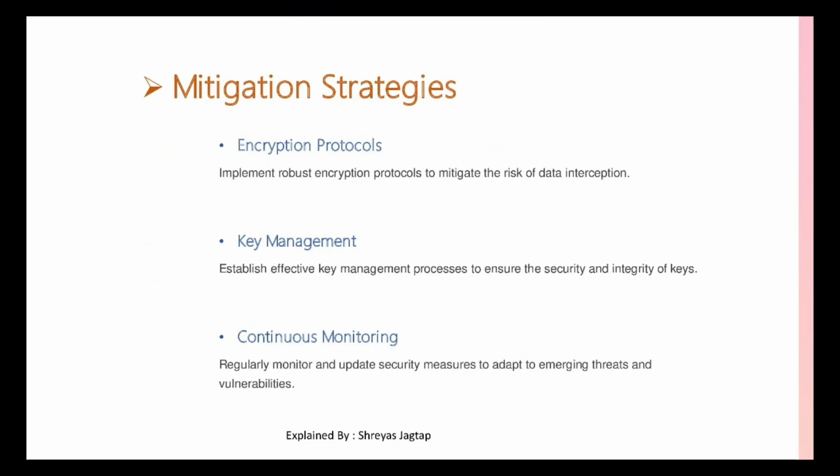Mitigation strategies. The first point is encryption protocols. Data encryption is a method of protecting data by encoding it in such a way that it can only be decrypted by an individual who holds the correct encryption key. When a person or entity accesses encrypted data without permission, it appears scrambled or unreadable.